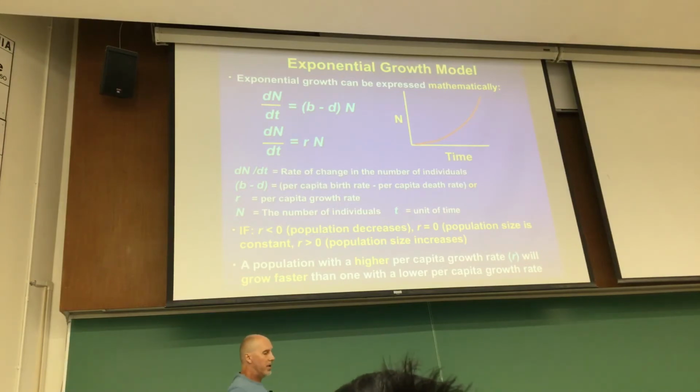So what else does it mean? R is really important here. A population with a high R versus a lower R, which one grows at a faster rate? The higher R does. All right, so it's going to tell us what population might grow faster than another.